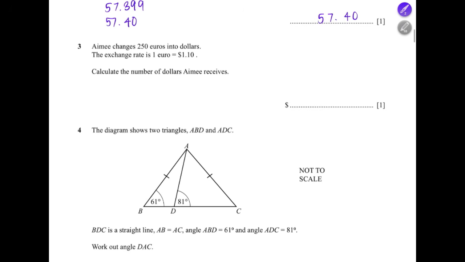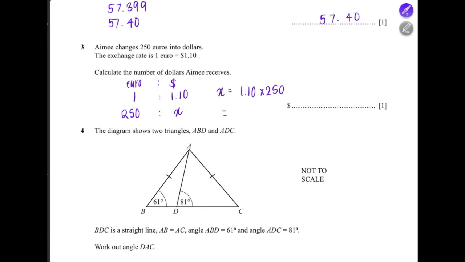Next, Amy exchanges 250 euros into dollars. The exchange rate is 1 euro is $1.10. Calculate the number of dollars Amy receives. So the first thing is to write your ratio. Euros to dollars. So 1 euro is 1.10, and then you have 250 euros. You need to convert this into dollars. Let us multiply 1.10 with 250.